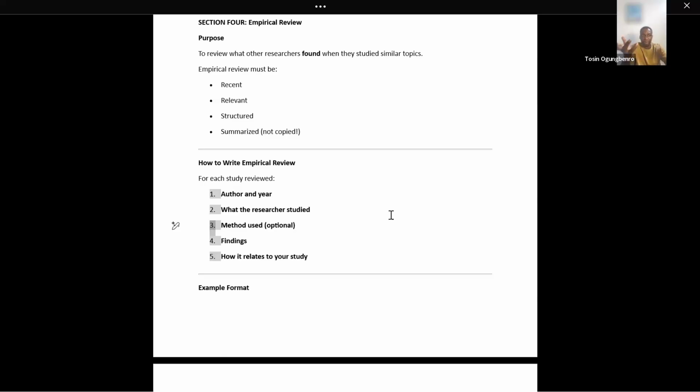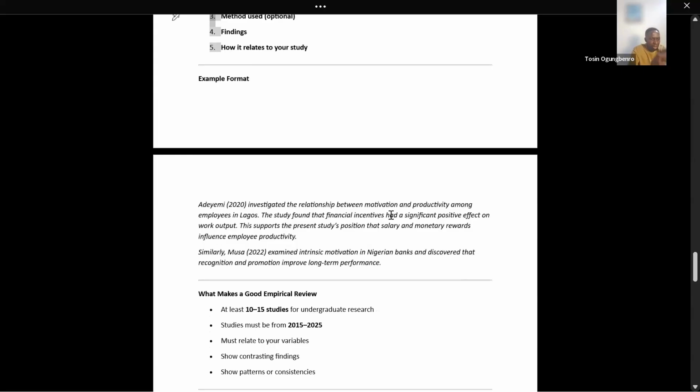But basically, for empirical review, you will see it in the abstract: the year, what the researcher studied in terms of their aim or the topic, their methodology, like the sample size, whether it is correlation they used, the people they sampled, the demography they sampled, and what their findings are. Then the last one is your opinion. How does it relate to your study? So that's empirical review.